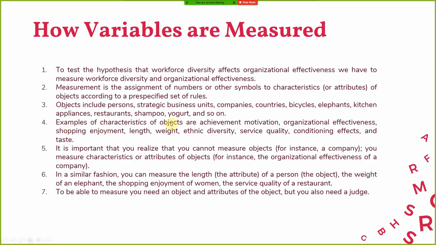Now, examples of characteristics of objects are achievement motivation, which is common in human beings; organizational effectiveness, an attribute or characteristic of an organization; shopping enjoyment, obviously relevant to human beings; length, weight, ethnic diversity, service quality, conditioning effects, and taste. So what are these? These are characteristics that describe a particular object.